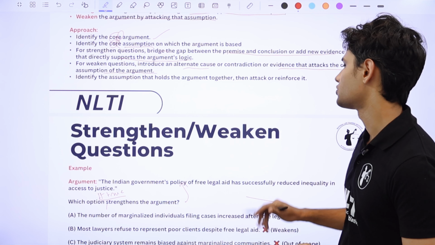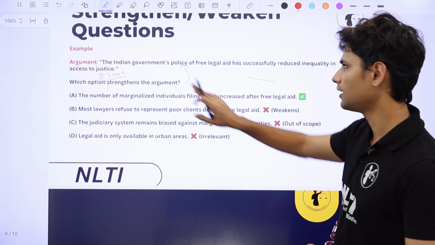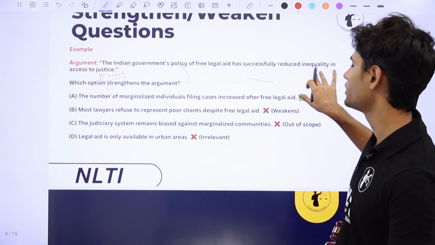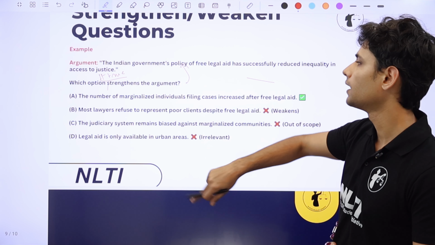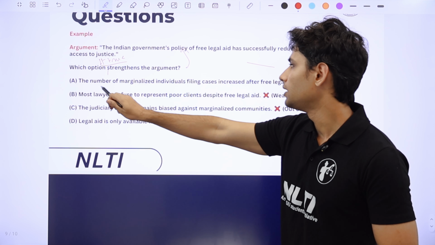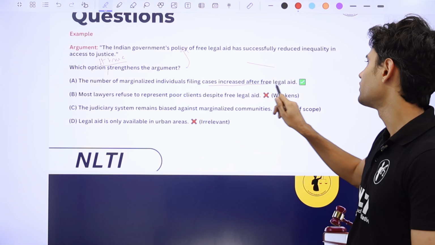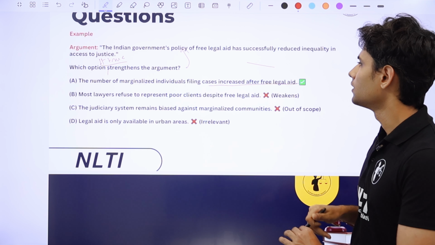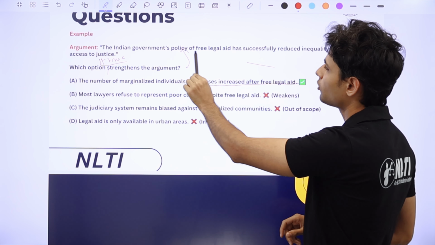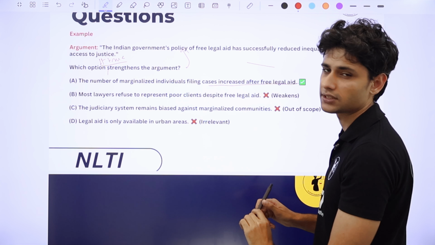Let's put it into practice, okay? Because now it might seem slightly confusing to you. Understand the argument first: the Indian government's policy of free legal aid has successfully reduced inequality in access to justice. Which of the following strengthens the argument? A: The number of marginalized individuals filing cases increased after free legal aid. So if you look at this argument, it says the Indian government policy of free legal aid has successfully reduced the inequality in access to justice.